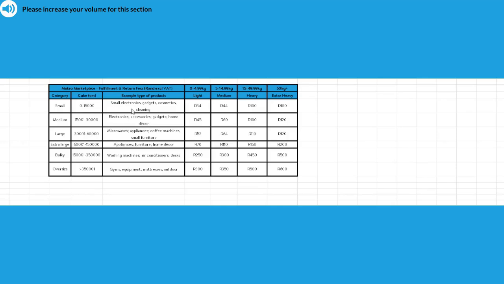And this here is an example of the type of products that would be under that category, which is small electronics, gadgets, cosmetics, and cleaning. So you can also refer back to this table to see where your products fall under. And when you're looking at the dimensions of your own product and how much you'll be charged versus what you are charging, you can always compare that to this table to see whether you're going to be making a profit or not.